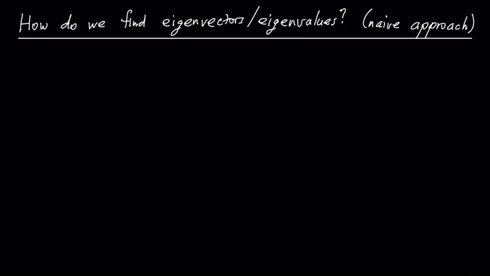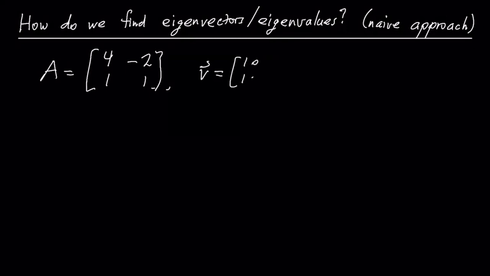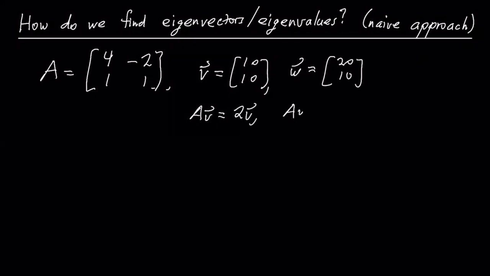Okay, in the predator-prey model, this matrix came up: the matrix with columns (4, 1) and (-2, 1). And then I gave these vectors, pulled them out of thin air, (1, 0) and (2, 0, 1, 0)... and it turned out, if you compute these, that AV is 2V and AW is 3W. And these are the eigenvectors and eigenvalues, right?